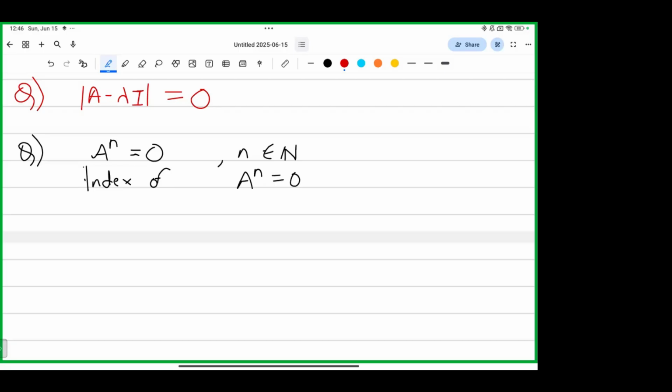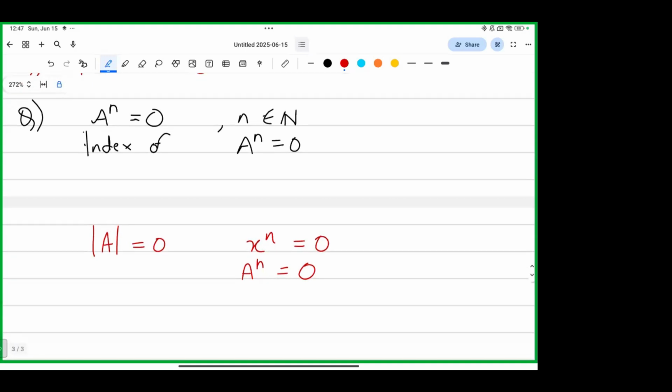Do you want any hint? Yes, sir. What are the eigenvalues of a nilpotent matrix? 0. What will be the characteristic polynomial then? Polynomial in x will be x to the power n equals 0. Now use the Cayley-Hamilton theorem. A to the power n equals 0. Can you conclude now?